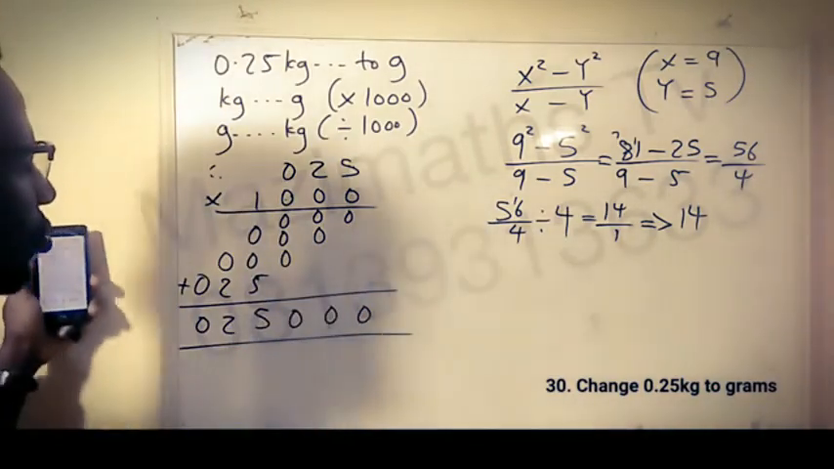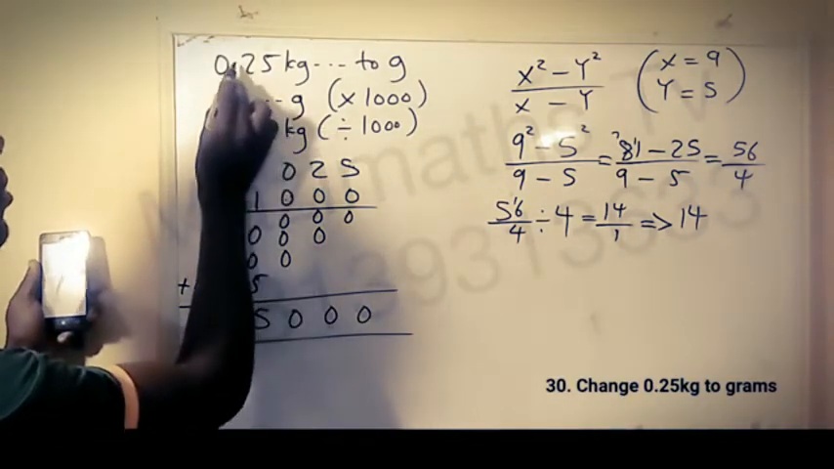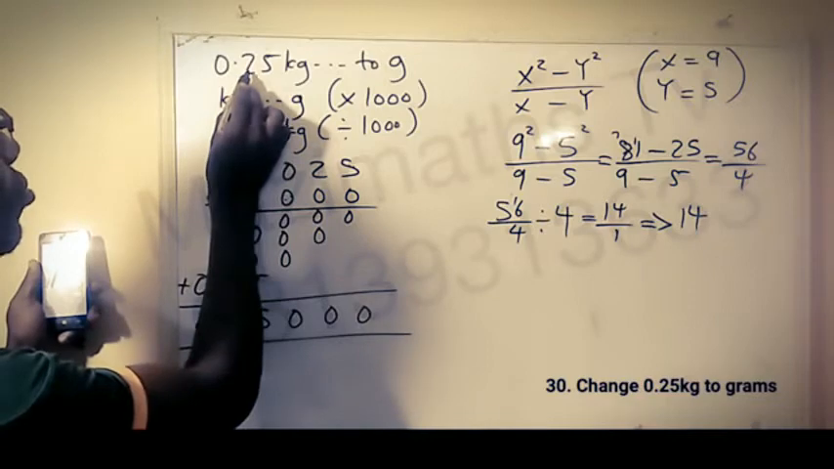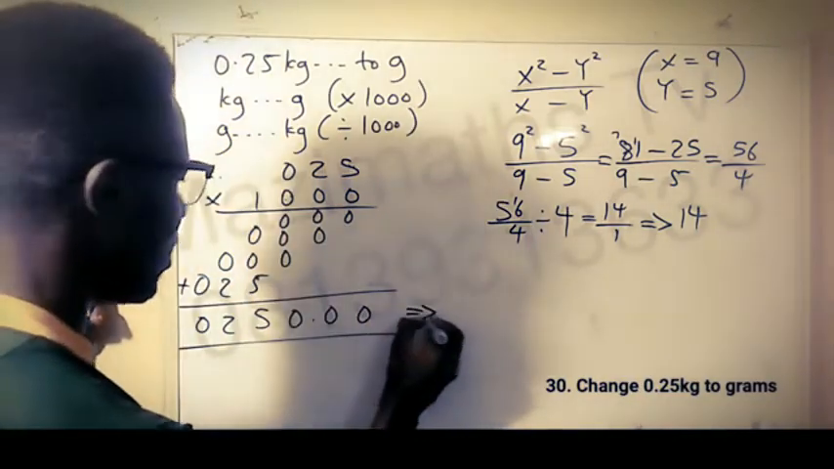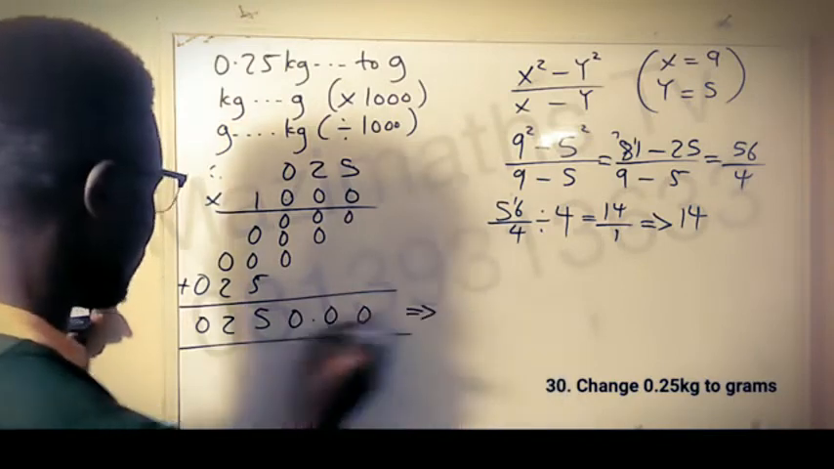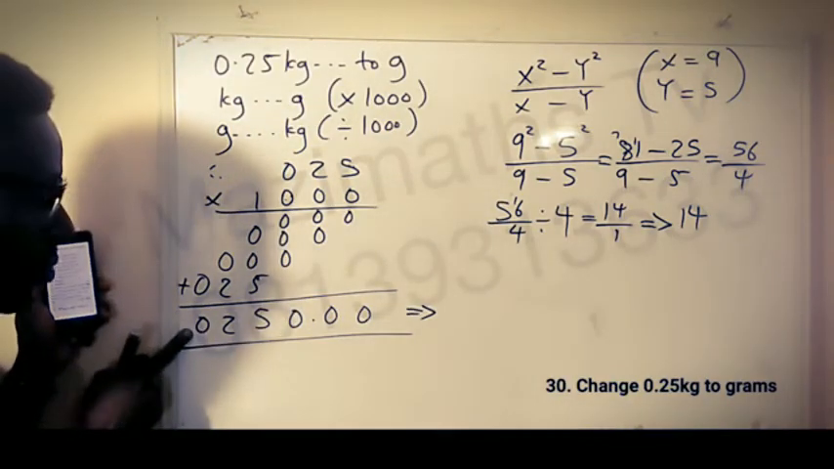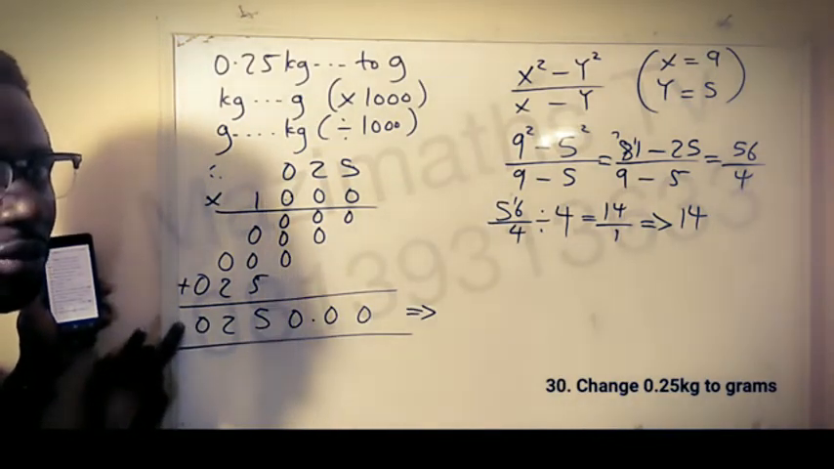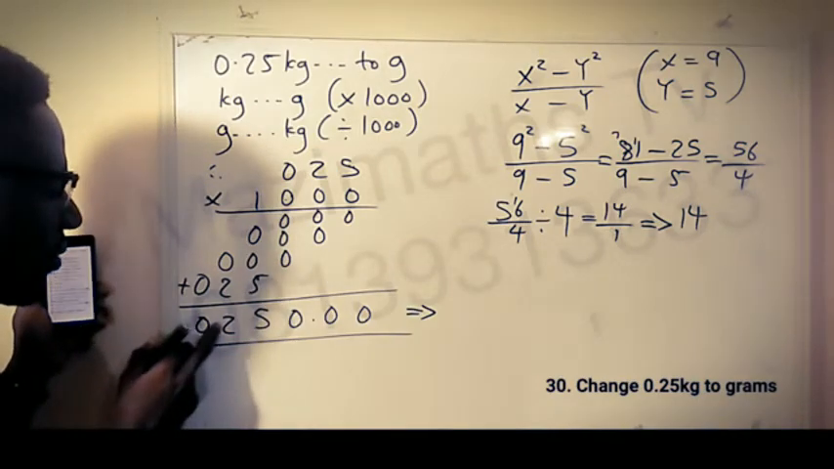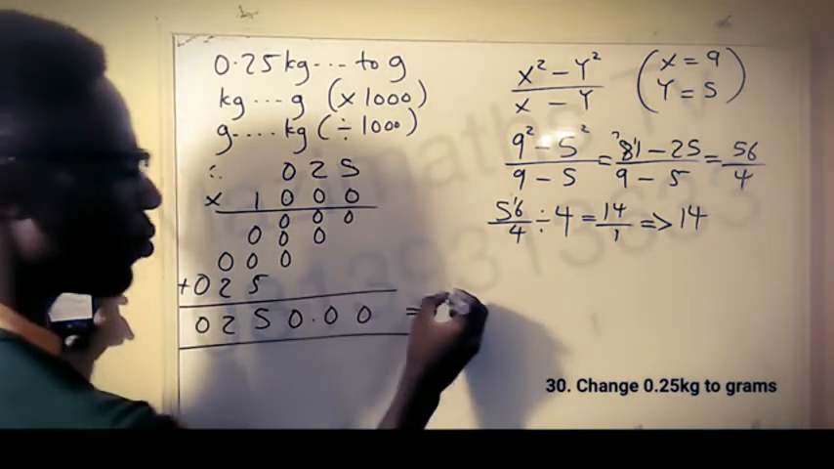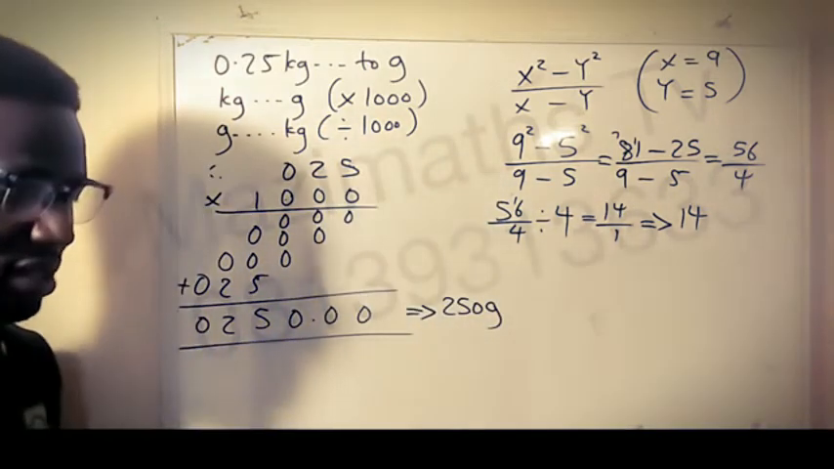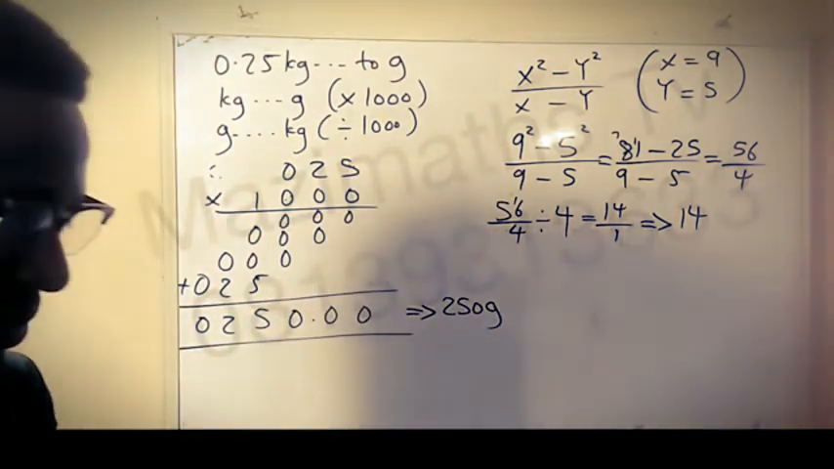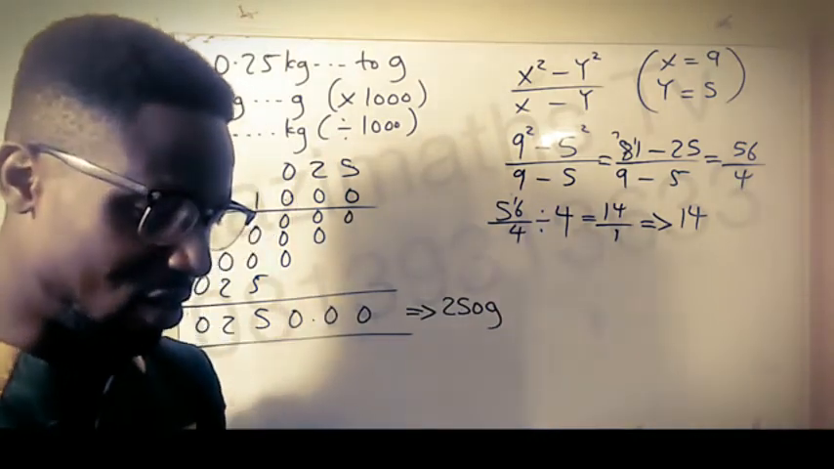Now how many decimal numbers do we have here? Look at it. After this point, how many decimal numbers? That is 2. So now count that: 1, 2, 3. So at the end of the day, our answer is we have, you don't need to put that 0 there since 0 comes first, because it's valueless. Okay, just start from whatever number you have there. So we have 250 grams. So this is our answer to that one.